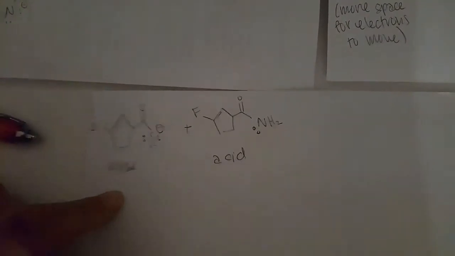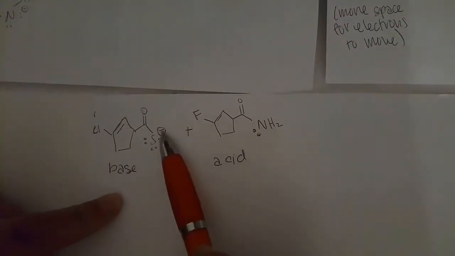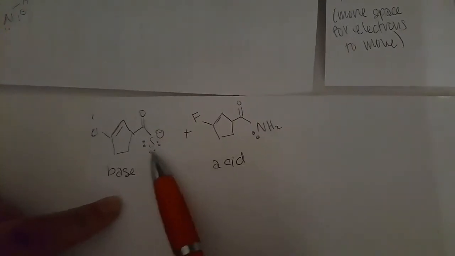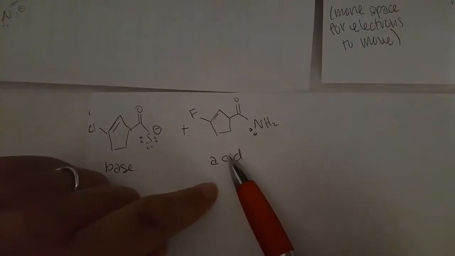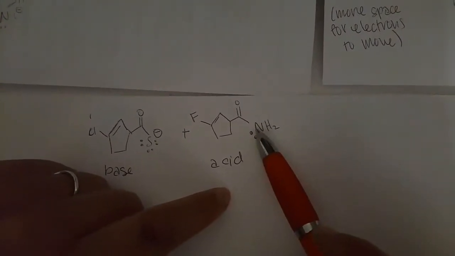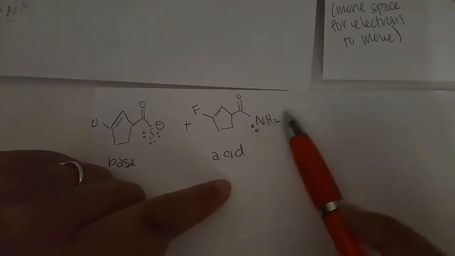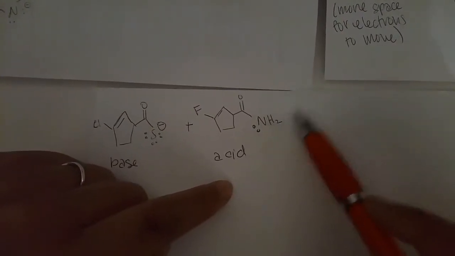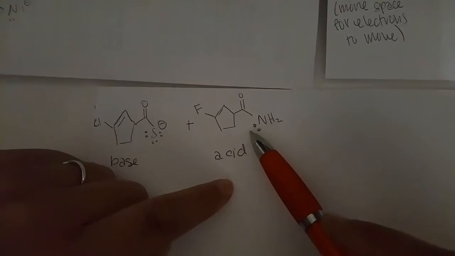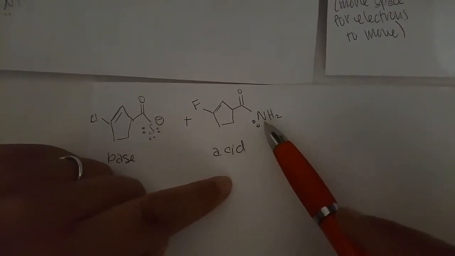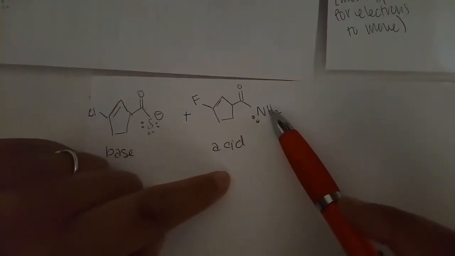And why that is because sulfur has a negative charge, so it can accept hydrogen ions. And this is the acid, because if we look at the nitrogen, there are 2 hydrogen bonds. So there's two different hydrogens attached to this nitrogen, so it can give off hydrogen ions, so a proton.